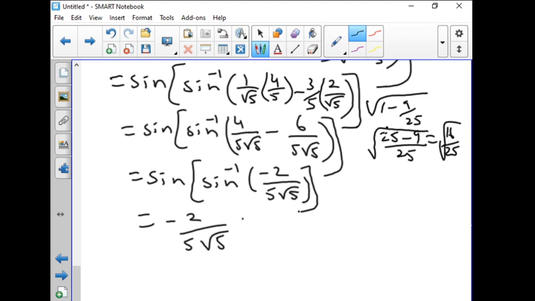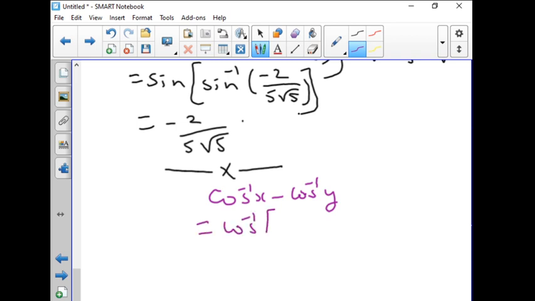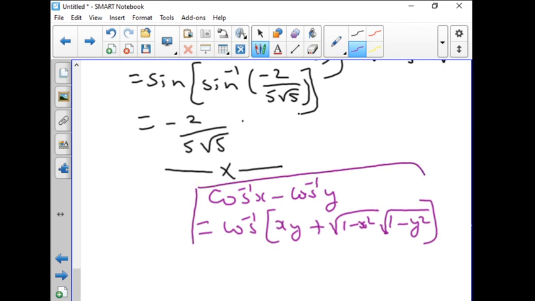And the formula for cos, I will give you the formula for cos inverse. So for cos inverse the formula is cos inverse of x minus cos inverse of y is equal to cos inverse of xy plus root of 1 minus x square into root of 1 minus y square. Okay. So this is the formula for cos inverse of x minus cos inverse of y, which you have to use in the next subdivision.